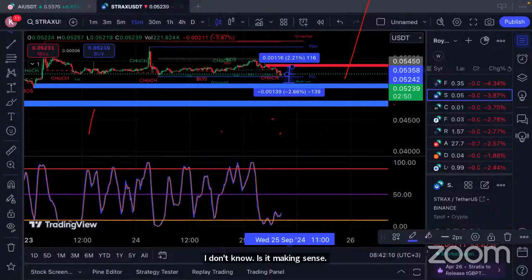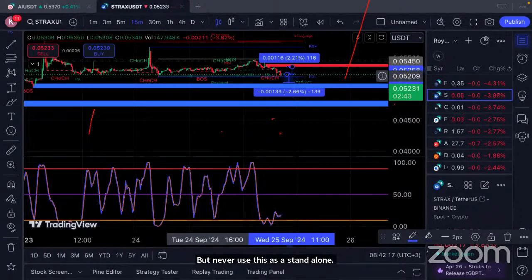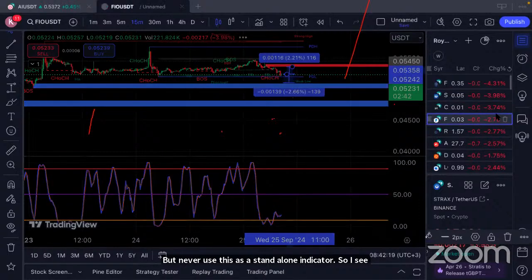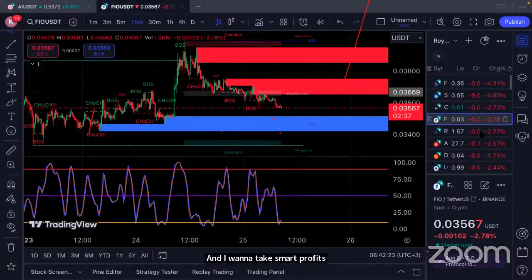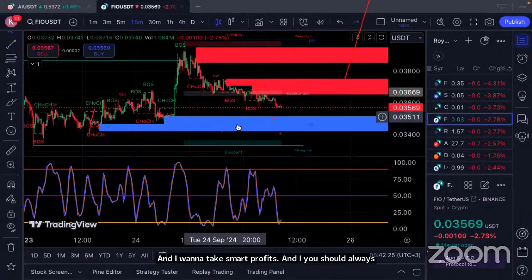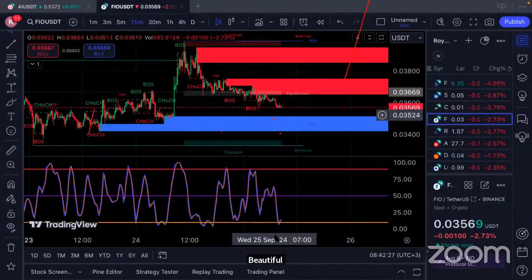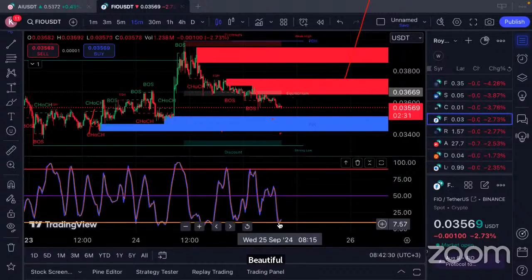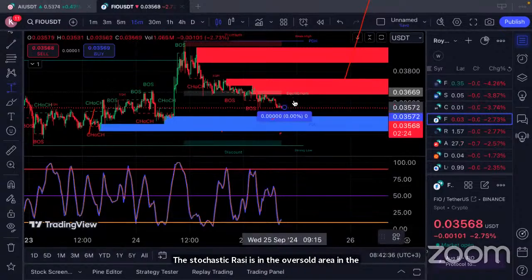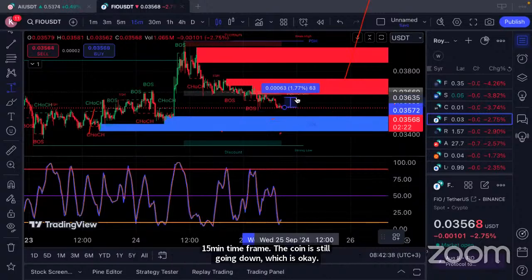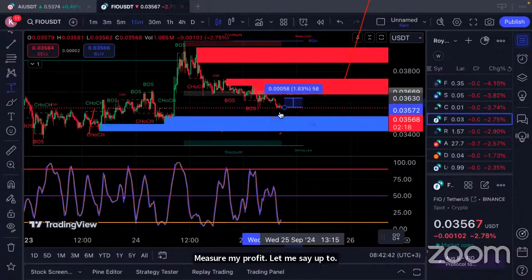So order blocks are key, but never use this as a standalone indicator. I see this coin is at a discount level in the 15 minutes, and I want to take smart profits, and you should always trade with margin. It's beautiful. Look at this coin. There is an order block here. The stochastic RSI is in the oversold area in the 15 minutes time frame. The coin is still going down, which is okay. Measure my profit, let me say up to here, two thirds of my journey.